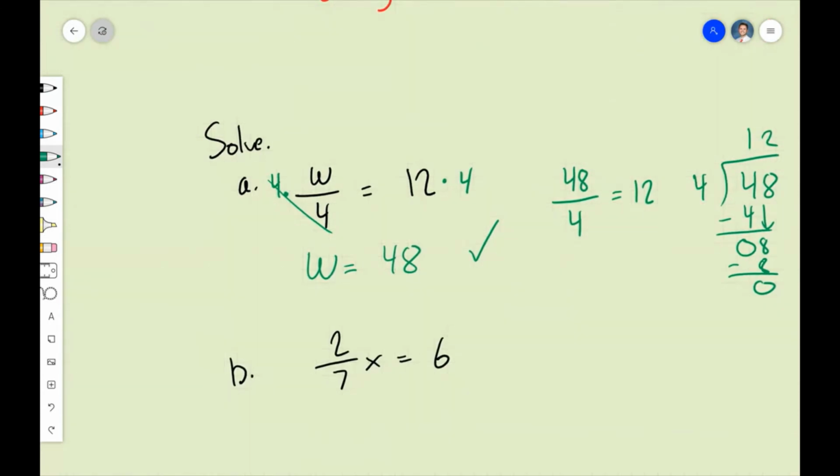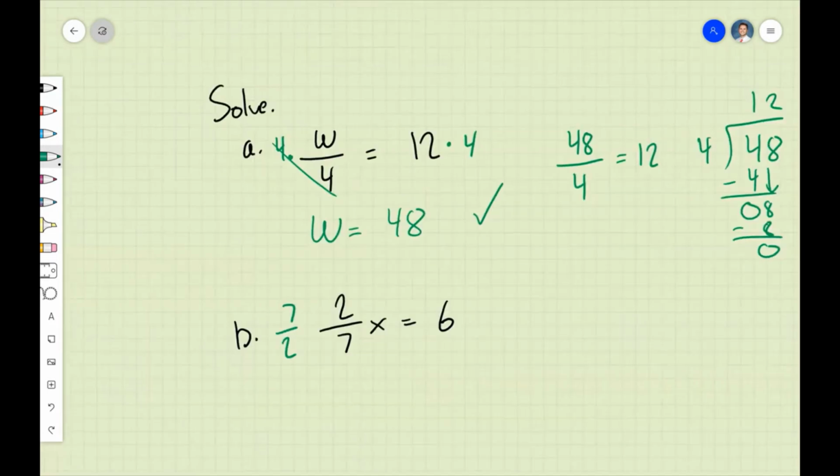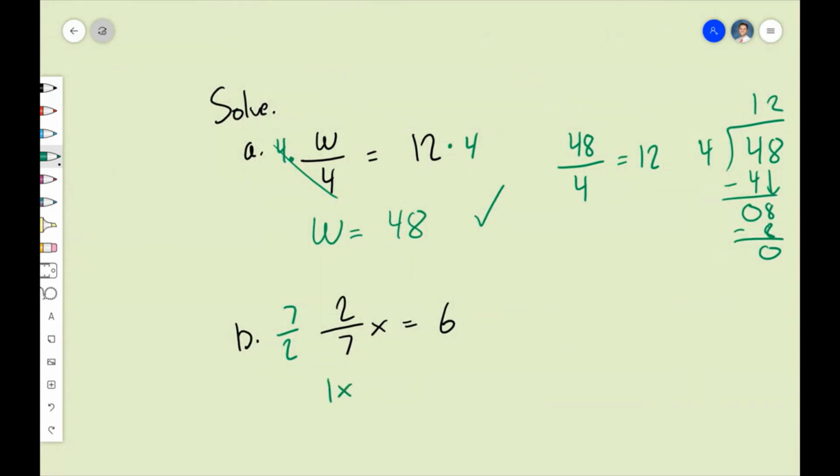The next one says 2/7 times x equals 6. Now this one might look a little tricky at first, but if we remember that we can multiply anything by its reciprocal to get 1, we can realize that this isn't too difficult. So if we have 2/7 times x, and we multiply that by 7 over 2, its reciprocal, 2/7 times 7 over 2 will equal 1. That would leave us with just 1x. And we know that 1x is simply x. So if we multiply both sides by 7 over 2, we can isolate and solve for x.